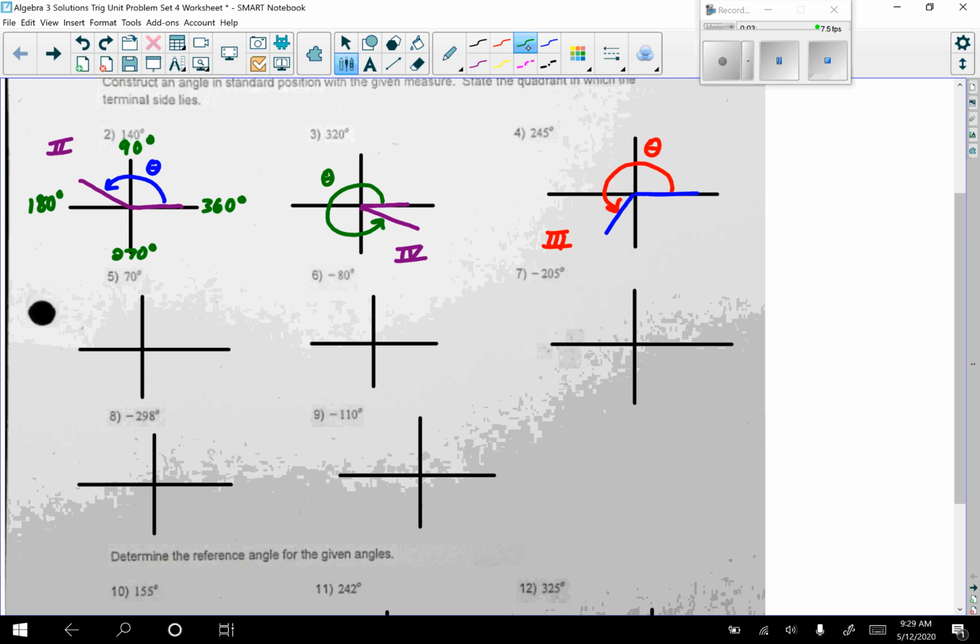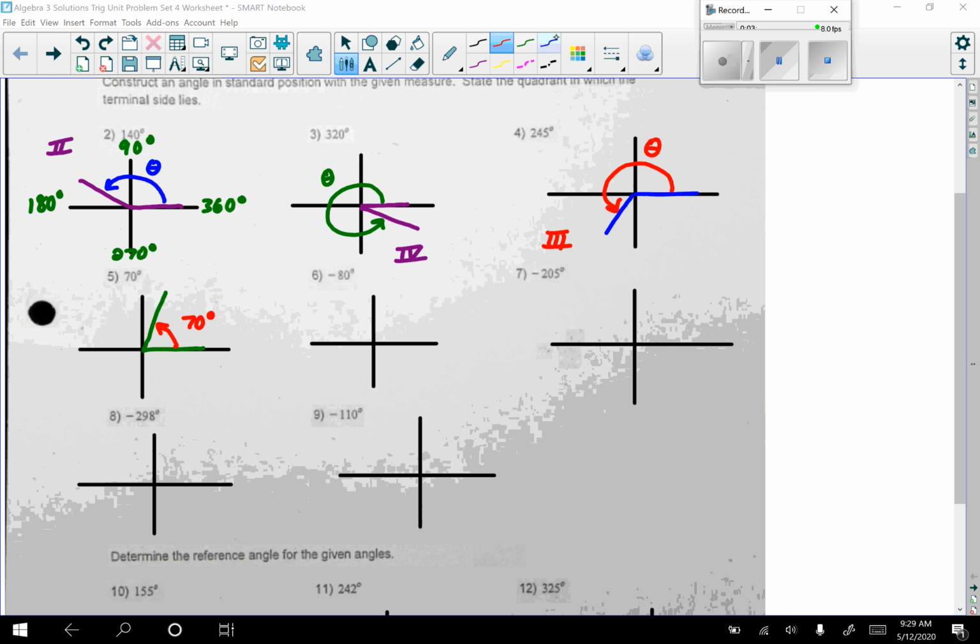All right, for number 5, 70 degrees, we're in the first quadrant. We're between 0 and 90, a little bit closer to 90. So here's my initial side, and the terminal side right about up here. And again, showing that direction. You could call it theta, or you could just put in the angle measure as well.